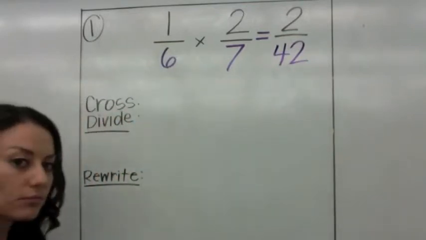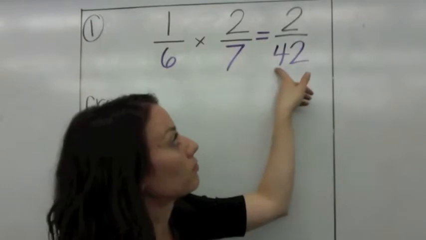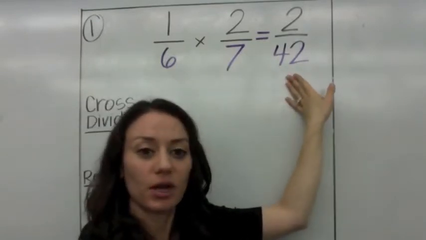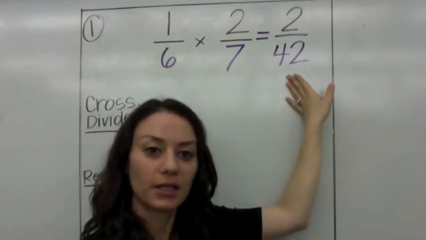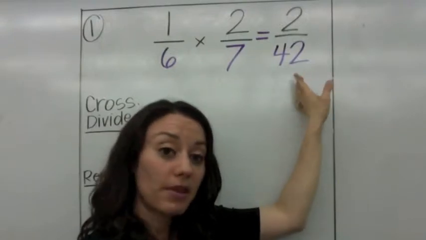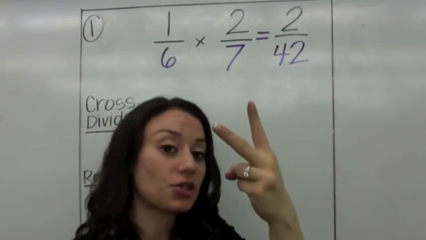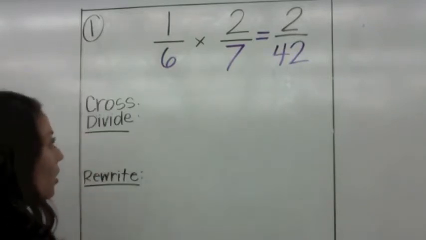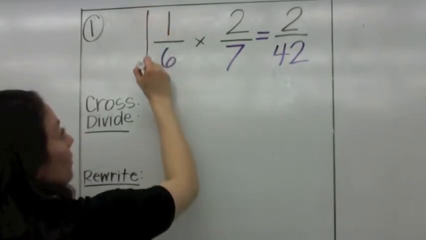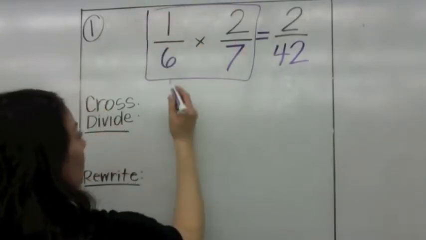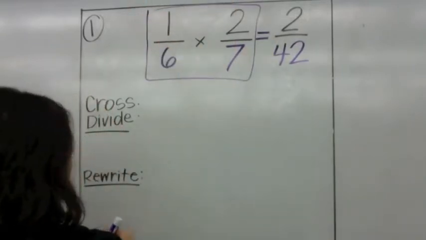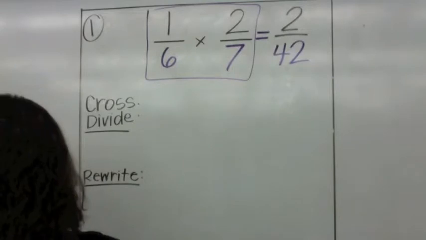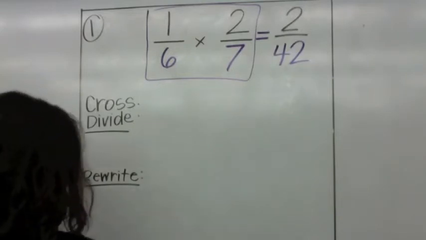Now, we know that we can simplify this, right? What do you think you should divide by? What could you divide by? They both end in 2, right? So you could divide by 2. Instead of doing that, we're going to cross divide. Now, look, this right here, you're going to rewrite it right here. So whatever's in the box, you're going to rewrite it in cross divide. So you have cross division.